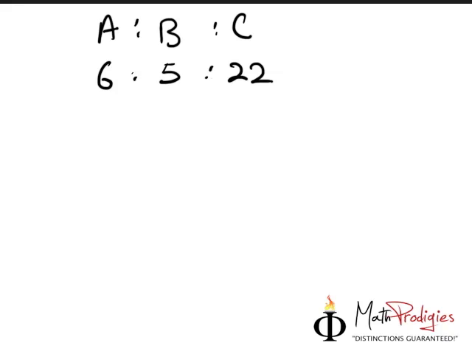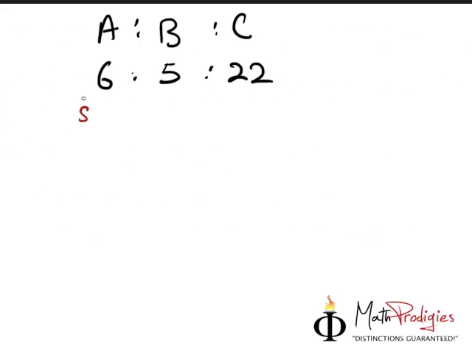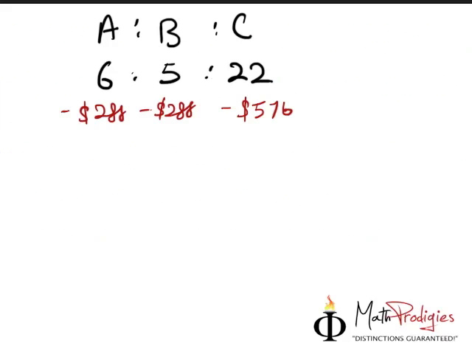So how much did A and B spend? A and B spent 288. Let's put minus so that you know that it's spent. And C spent 576. Now the next thing is, B then found that he had spent three-quarters of his money. So in other words, we can straight away put down $288 equals three-quarters.